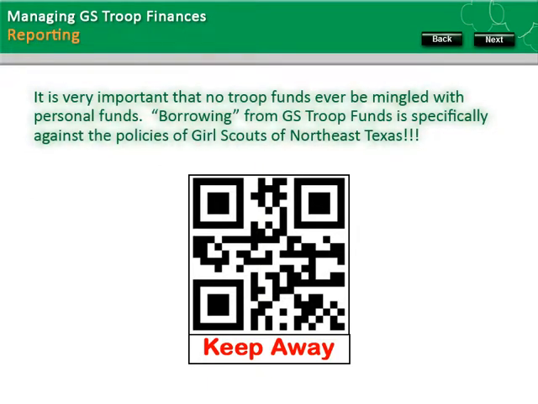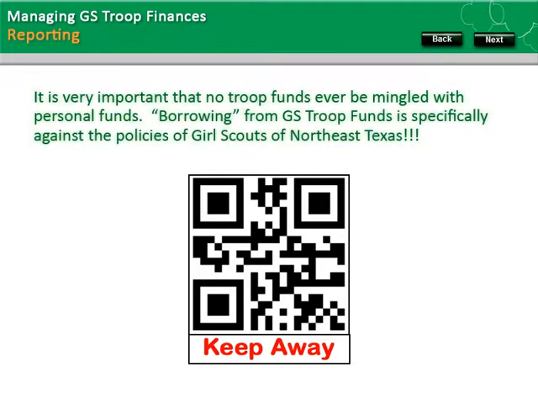For more information, please consult Volunteer Essentials, Chapter 5, Managing Group Finances, found at gsnetx.org/volunteer essentials and GS NetX Volunteer Policies 18. Girl Scout Troop or Group Finances, found at gsnetx.org/volunteer policies.